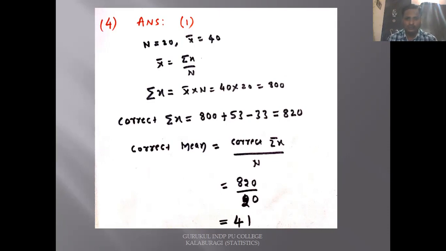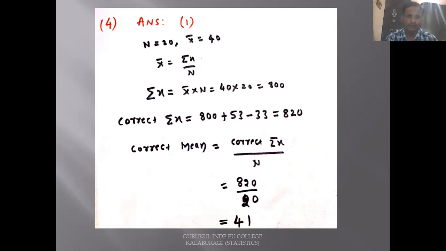What we need to do is, the wrongly entered value is 53, but actually what I have to enter is 33. So to 800 we add 53 and subtract the wrongly recorded 33. So 800 plus 53 minus 33 gives 820. So the correct summation of x is 820.